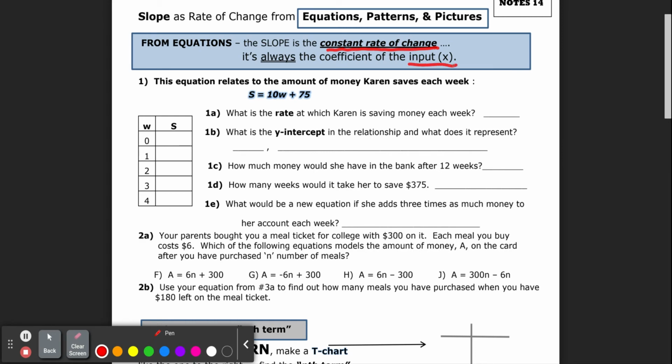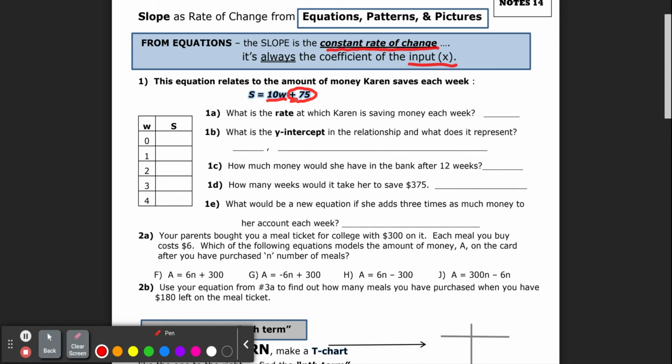So in problem number 1, this equation relates to the amount of money Karen saves each week. So Karen's going to save $10 per week plus the 75. The 75 is the initial amount she has in there. So let's just take a look at the table. You see that the W has weeks 0 through 4, and then they want us to calculate how much money Karen actually saves each week.